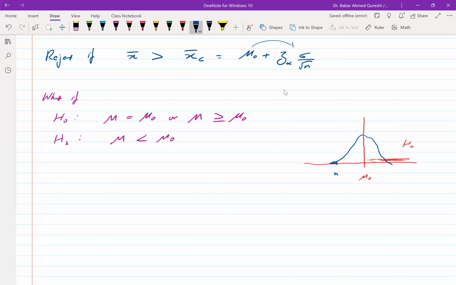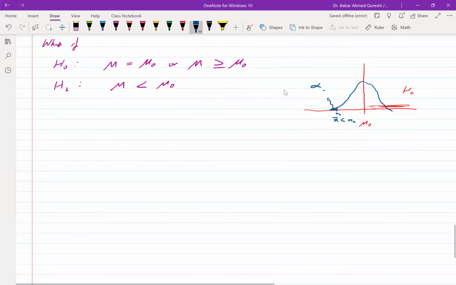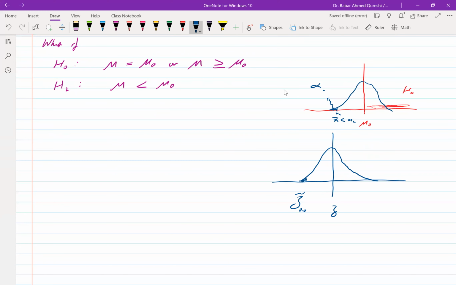So if your sample mean X is less than this critical number, where this area is just your significance value, then you will reject it with this significance. So if I draw Z, then this is some Z, let me call it Z tilde. Let's say the significance is 0.05, and if Z is less than this critical value, instead of greater than, then you reject it.